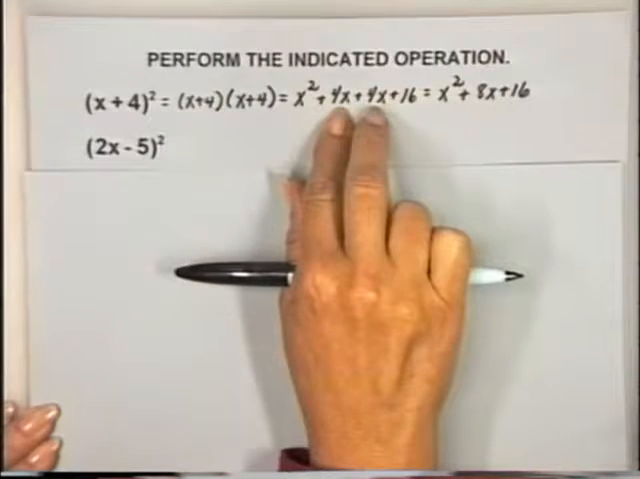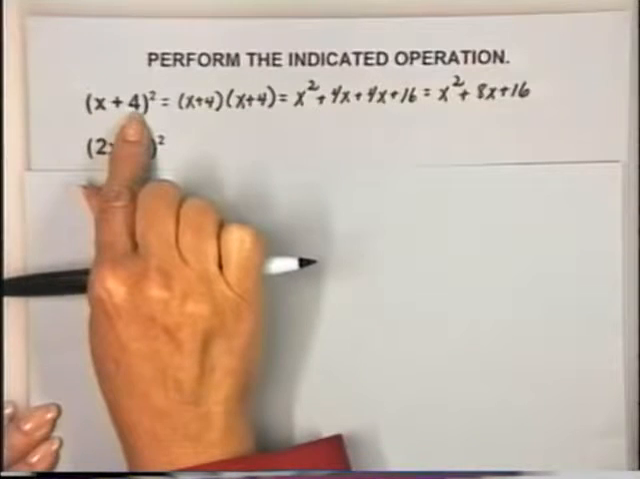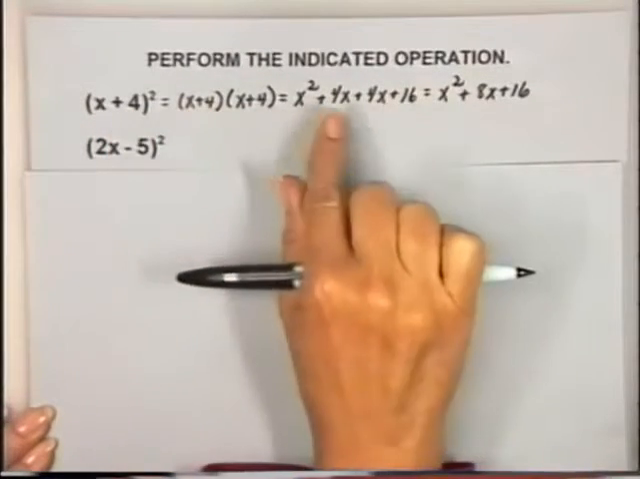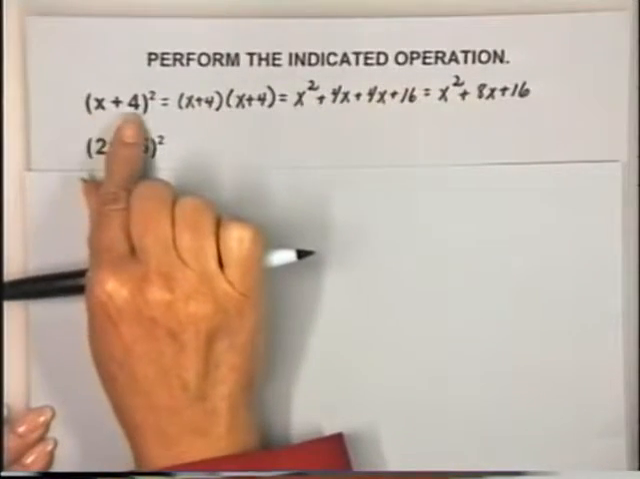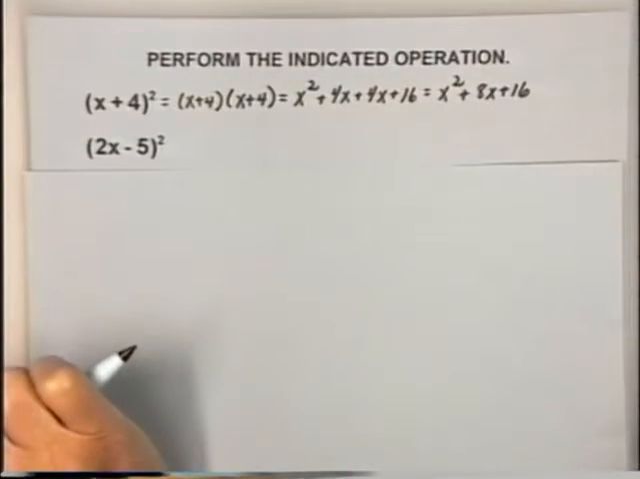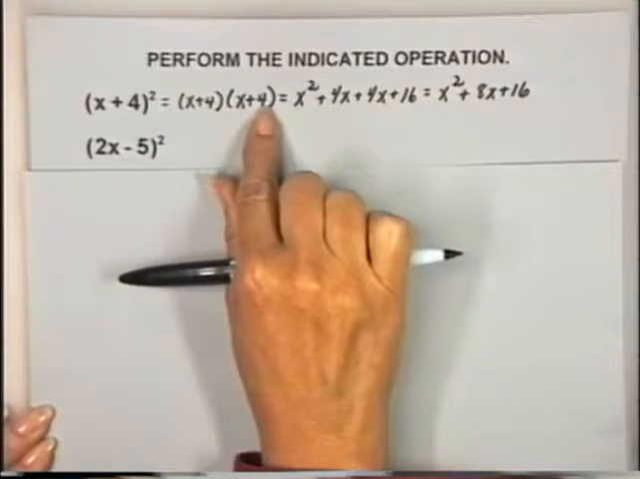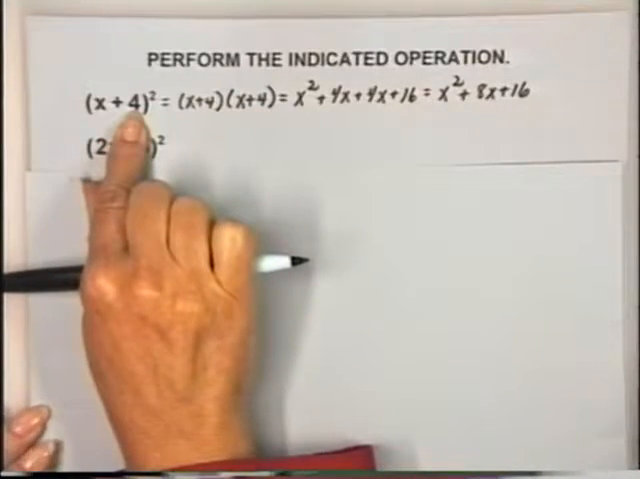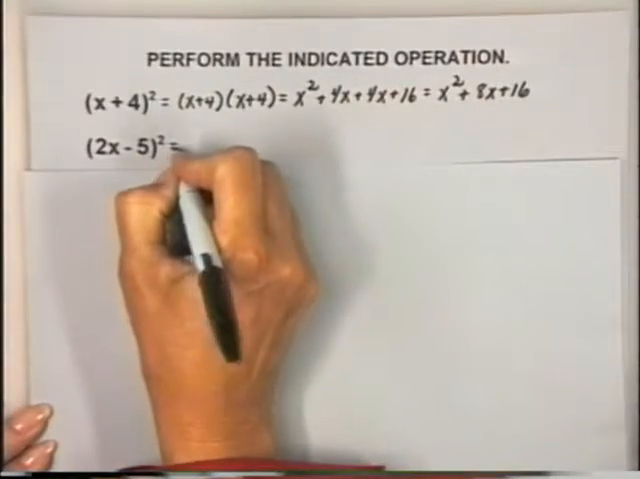To get the outer term or the inner term, we could have multiplied this first term times this second term. X times 4 is 4x. Since we know we have two of the same terms, we could have said 2 times 4x to get 8x. Or we could think we could double x times 4 to get 8x. To get the 16, we said 4 times 4. Or we could have looked at this 4 and squared this 4 to get the 16. Now let's work the second problem.